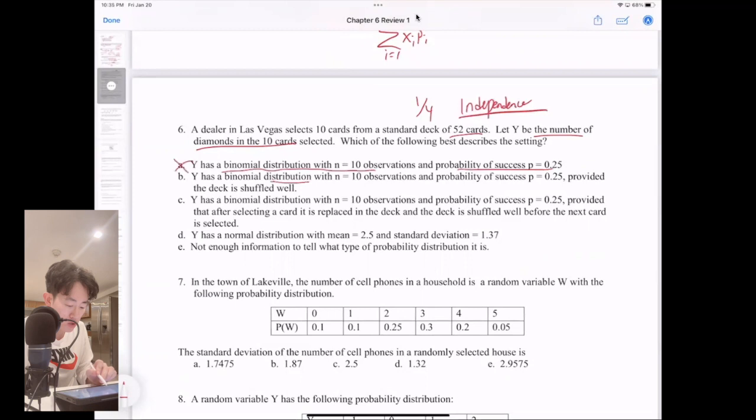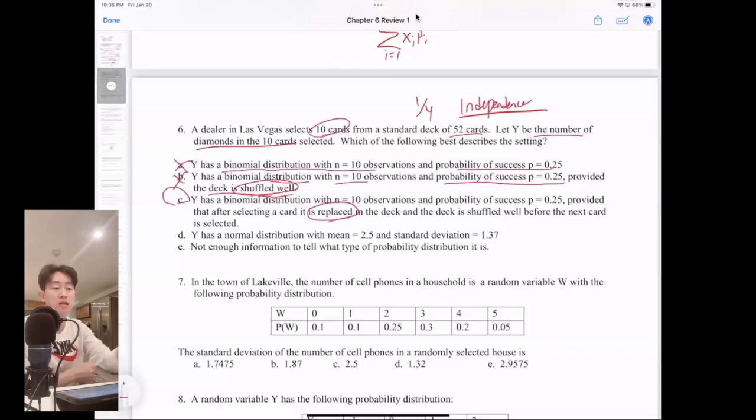Y has a binomial distribution, n is equal to 10, probability of success, provided that the deck is shuffled well. Well, even if you shuffle it well, because we're picking 10 cards, the chances will change if you don't put the card back. C is the correct answer because we have the word replaced. We want to replace it back into the deck so that each probability is not tampered with. So the answer is C.